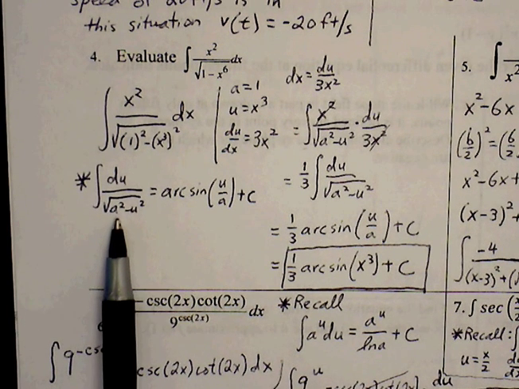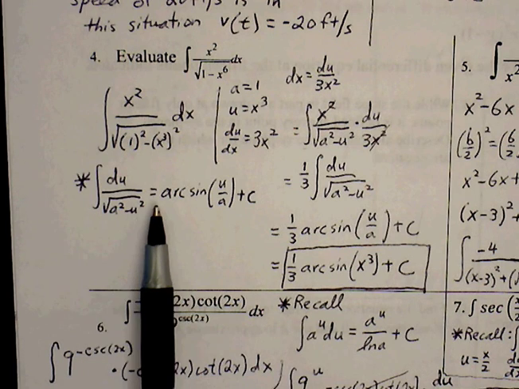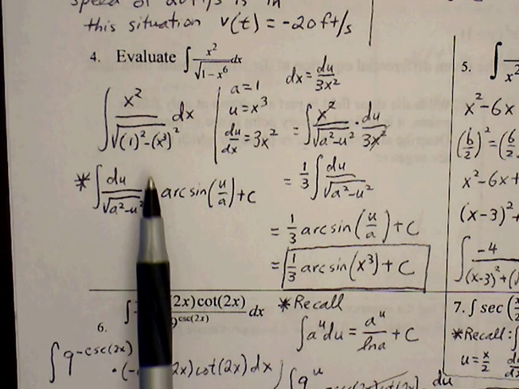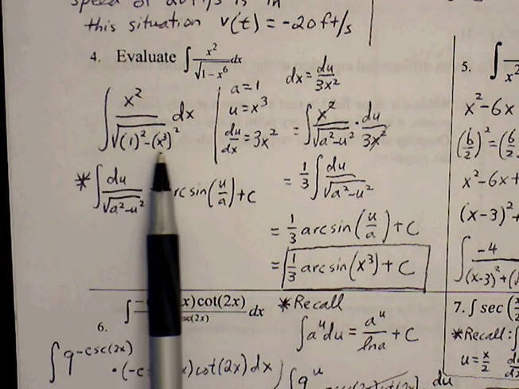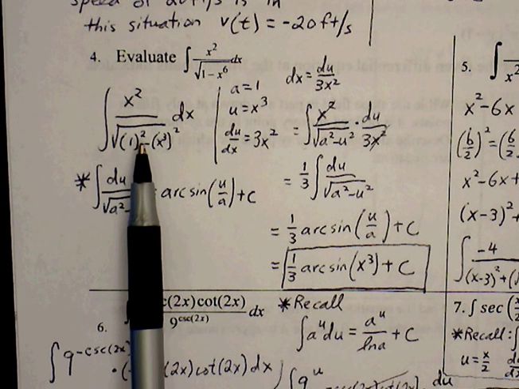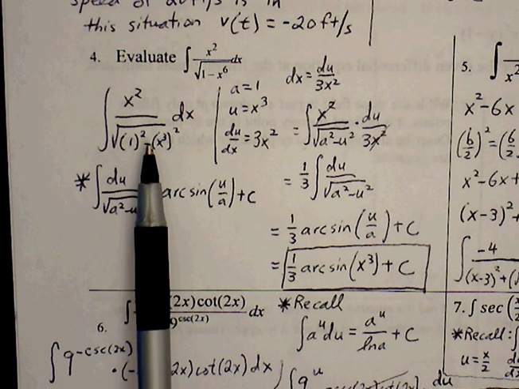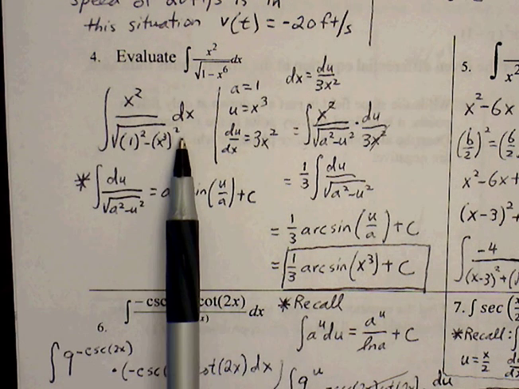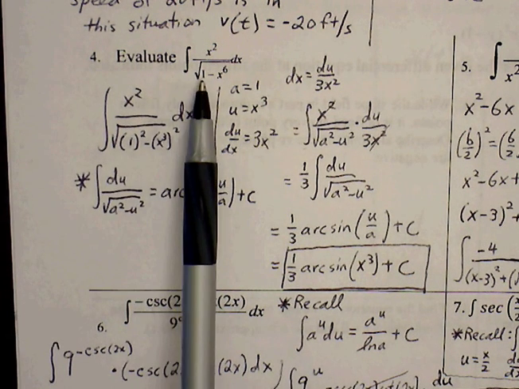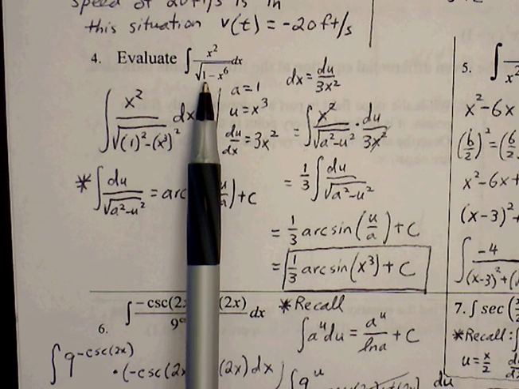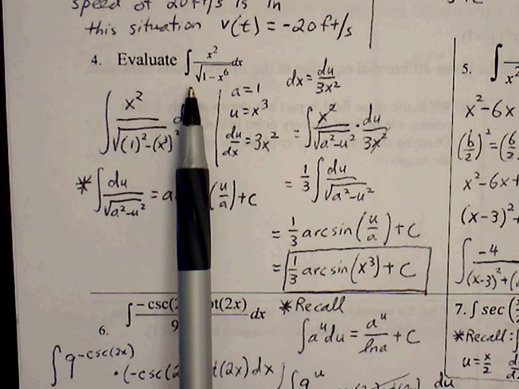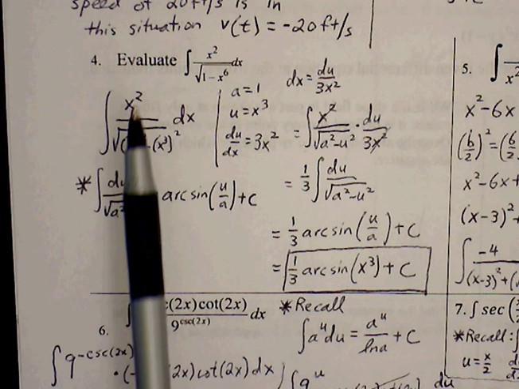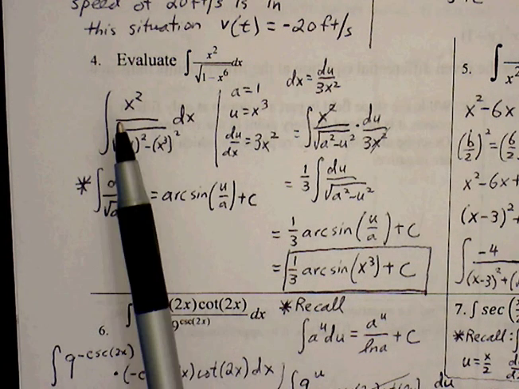So if we want to use this arc-trig rule, we have to get our parentheses to show up inside the square root and get the form ready. So the form is parentheses squared minus parentheses squared. So we see if we can make some changes here to adapt this to the form.